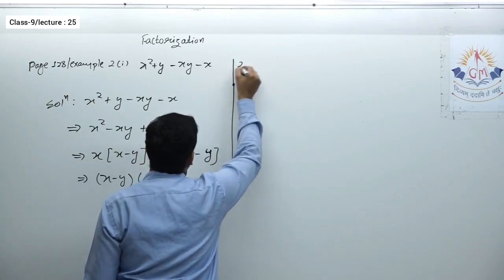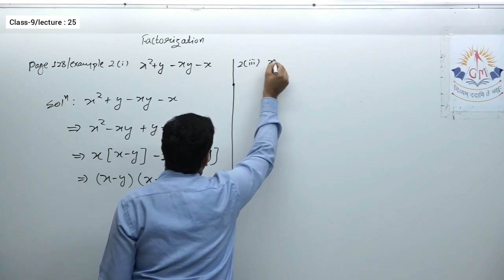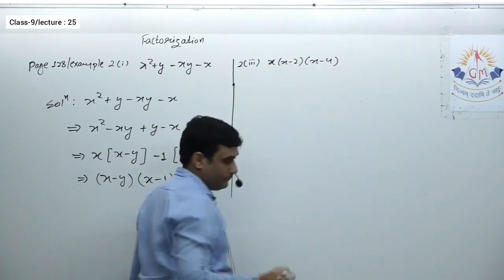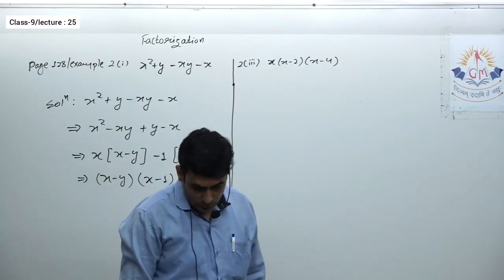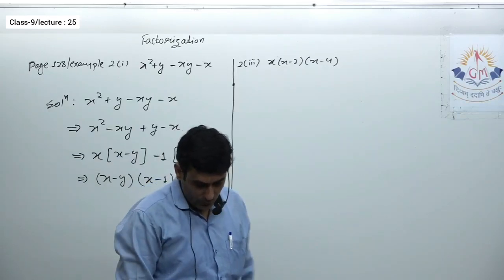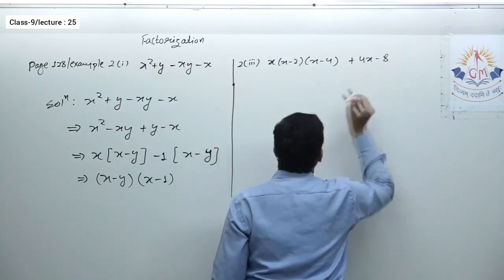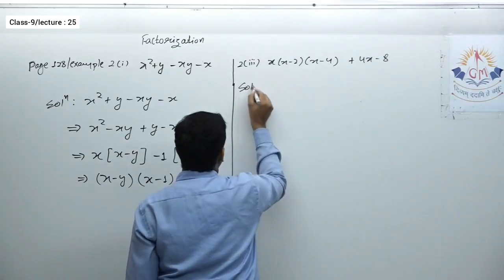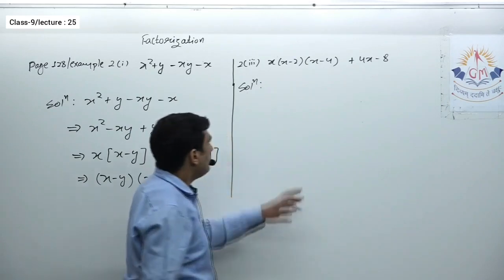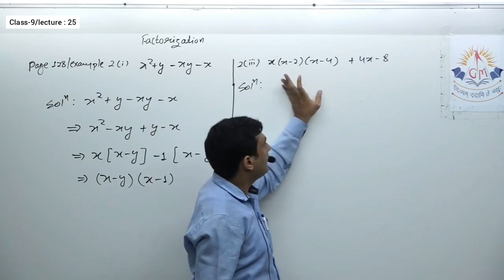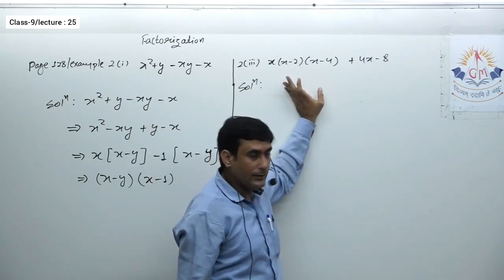Okay, third one: x into x minus 2 into x minus 4 plus 4x minus 8. Let us see how to solve this. This is the first term, this is the second term, this is the third term. Clearly nothing is common in these terms.